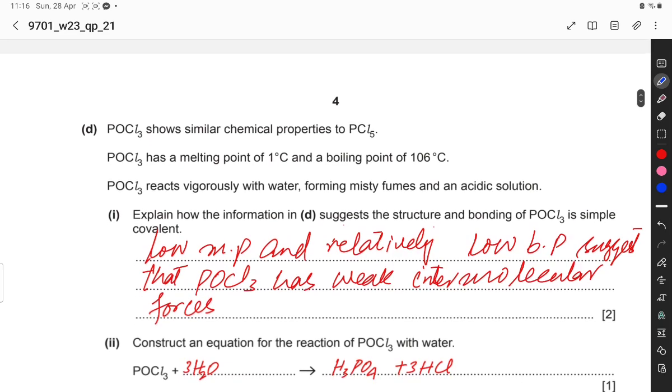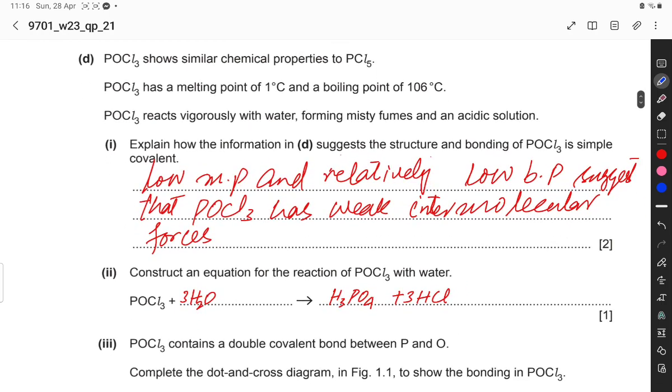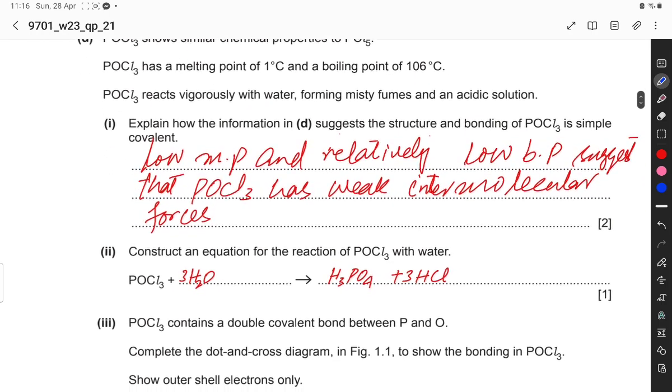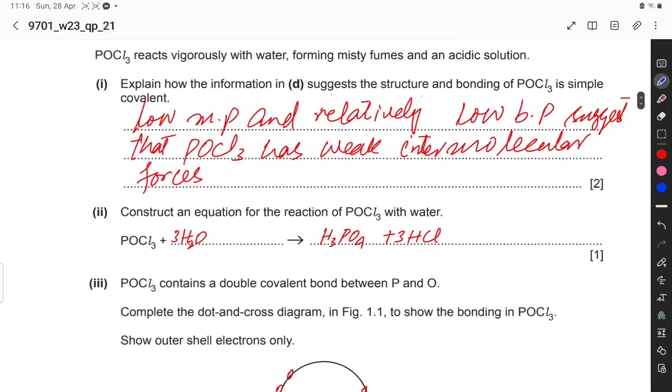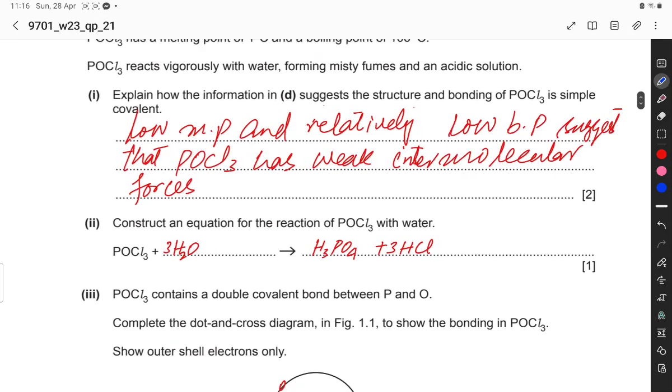Question D part. POCl3, phosphorus oxide trichloride, shows similar chemical properties to PCl5. POCl3 has a melting point of 1 degree centigrade and a boiling point of 106 degrees centigrade. POCl3 reacts vigorously with water, forming misty fumes and an acidic solution. Explain how the information in D suggests the structure and bonding of POCl3 is simple covalent. It is a simple molecule.